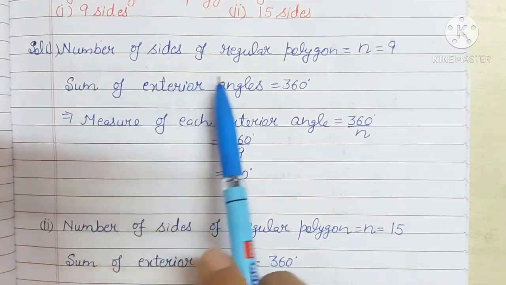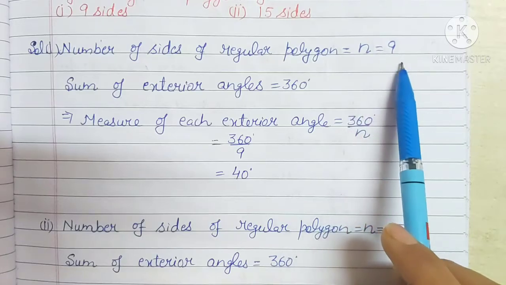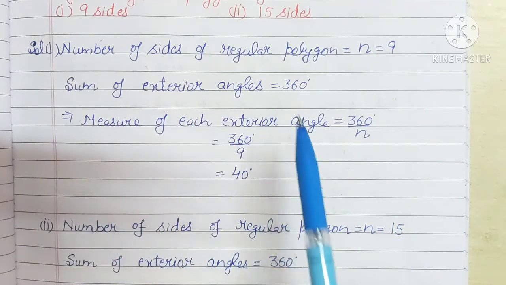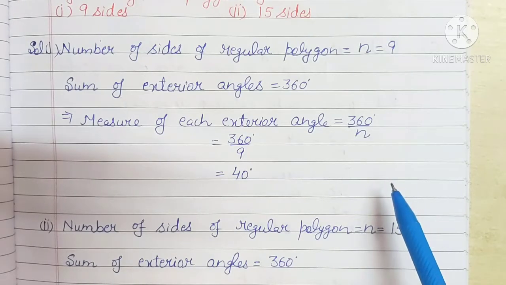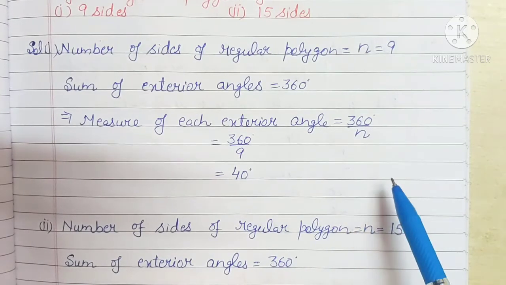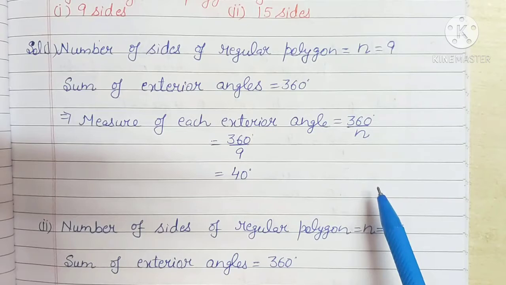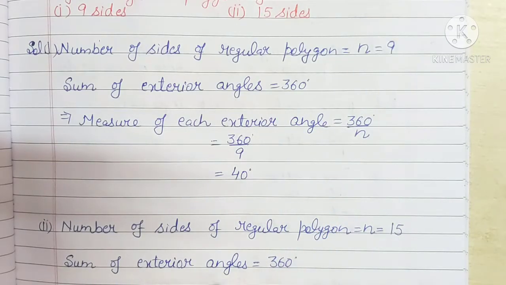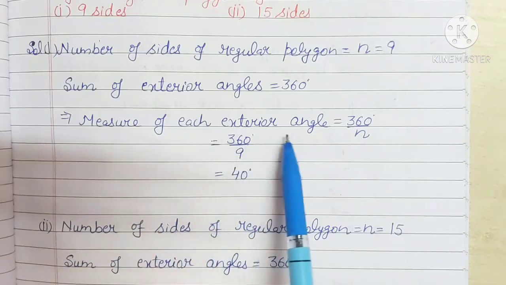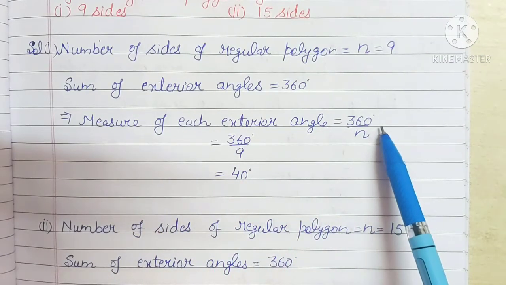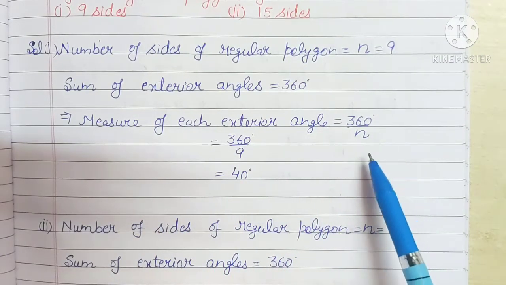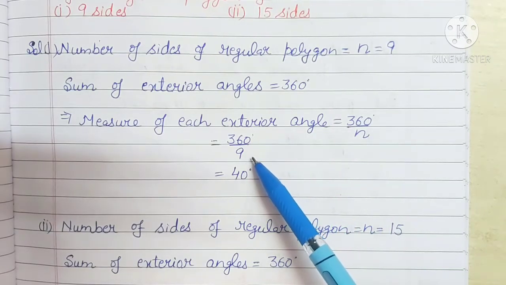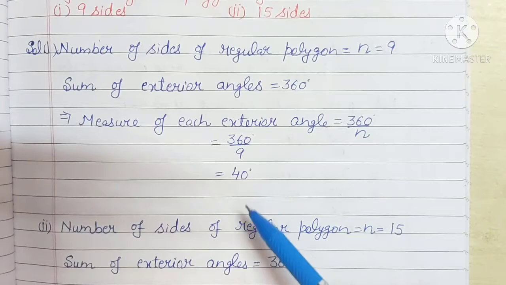The number of sides is equal to 9. The sum of exterior angles is 360 degrees, as we studied in our previous video that the sum of exterior angles of a polygon is 360 degrees. So the measure of each exterior angle will be the sum of exterior angles divided by the number of sides. So it will be 360 degrees divided by 9, that is 40 degrees.